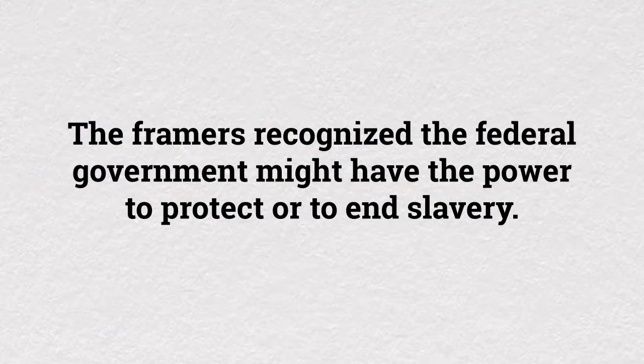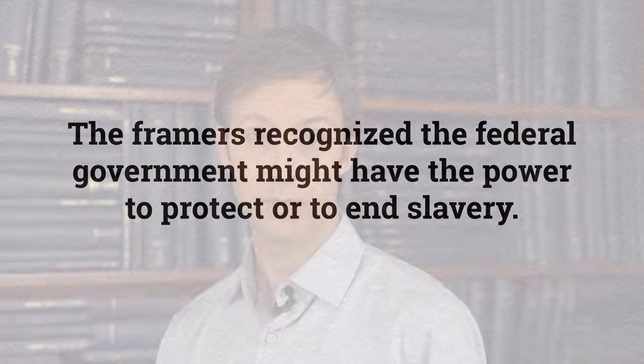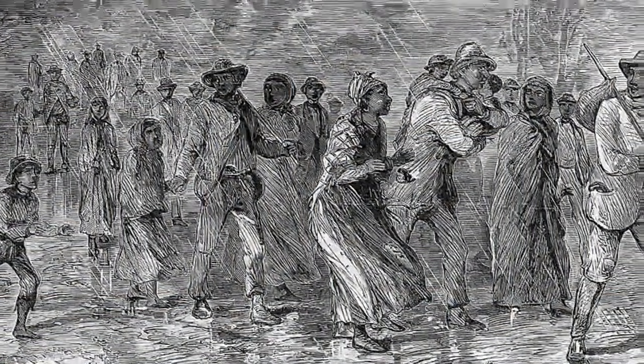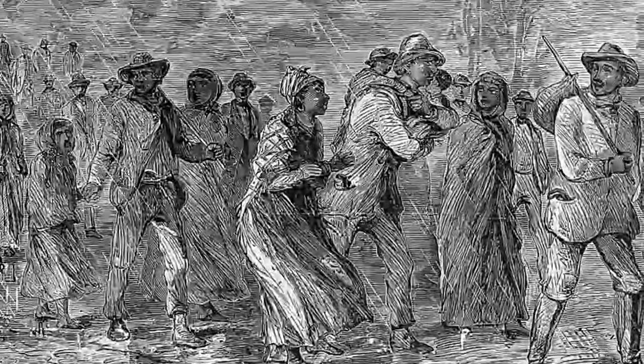Both sides care about this because they can see that the federal government might have the power to protect or to end slavery. The states are split on the issue, but the federal government may go one way or the other, and it could give one side a nationwide victory. So they compromise. 3/5 the number of slaves. That's how we decide who gets into Congress.